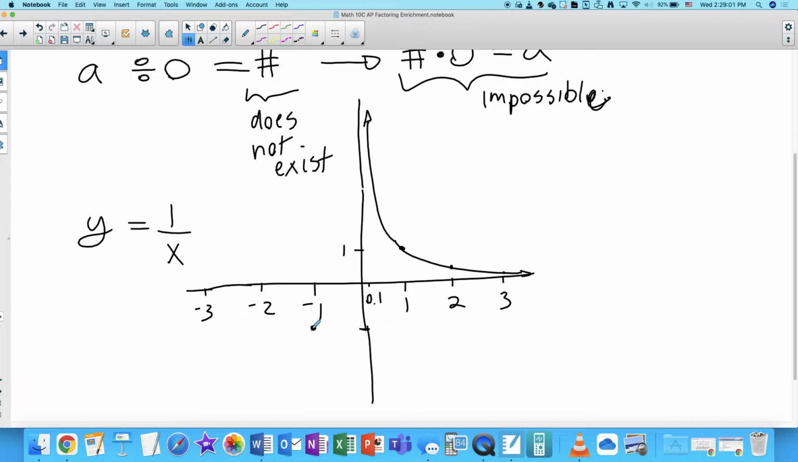-0.5, yeah, -0.5. So this would be over here. 1 over -3 is -1/3. This would be over here. Okay, now 1 over 0.1 was 10. What's 1 over -0.1? -10, right? So now instead of going up this way, from this direction, they're going to shoot downwards.